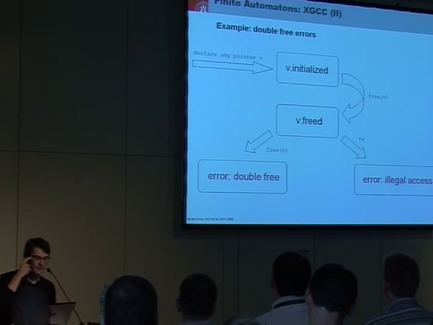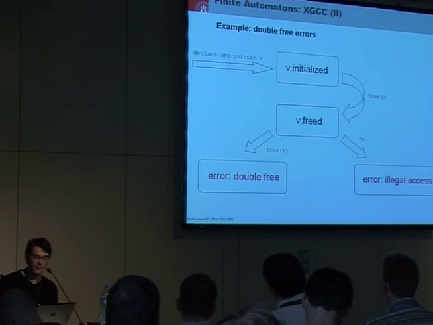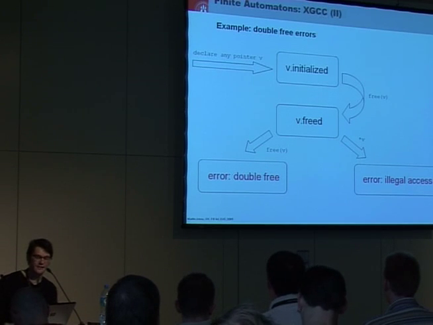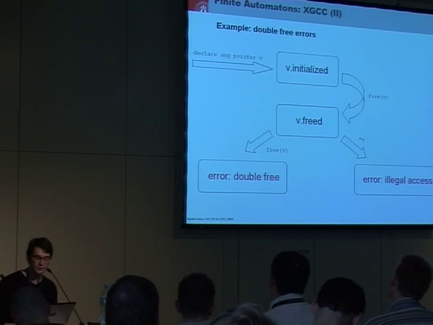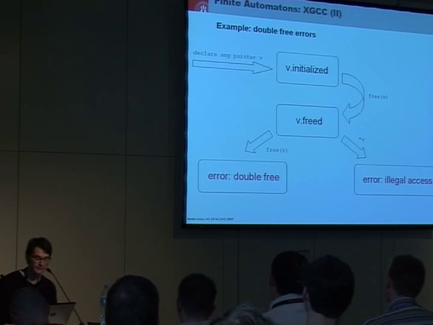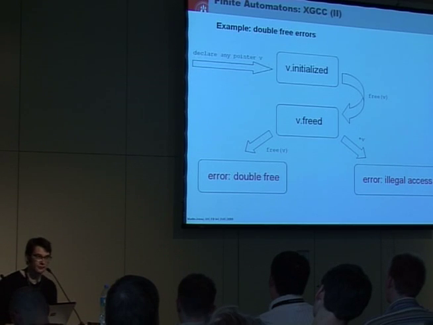So if in the control flow graph we encounter a free operation on this pointer, our automaton gets a new state. It's the state v freed. This state is the last legal state for the automaton. We have two more transitions, another free and a dereference, but those lead our automaton to error states, the double free state or illegal access state.